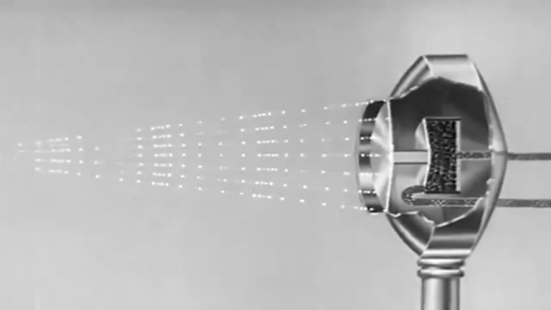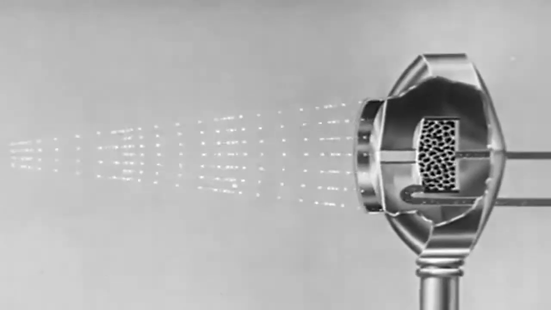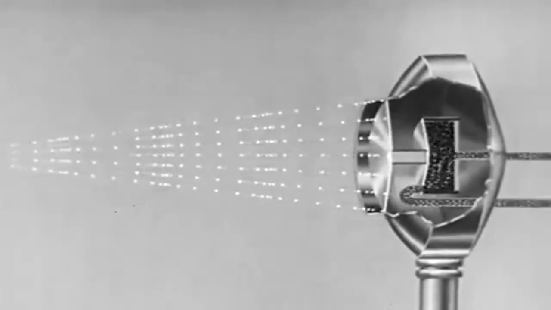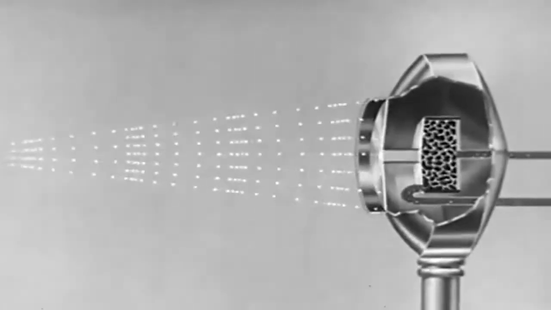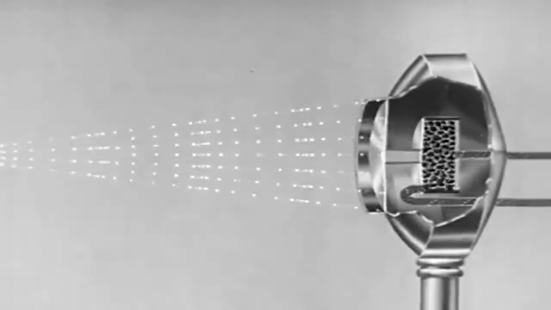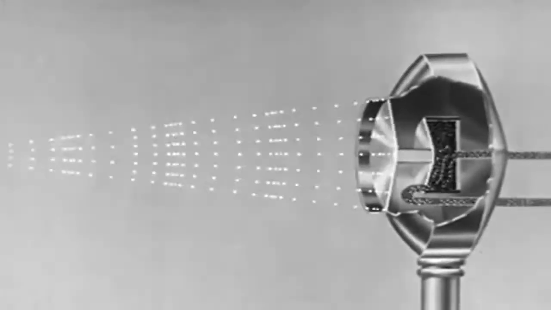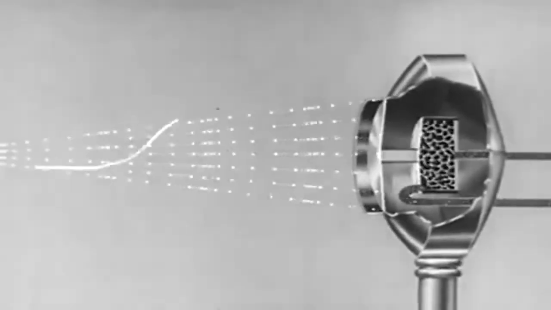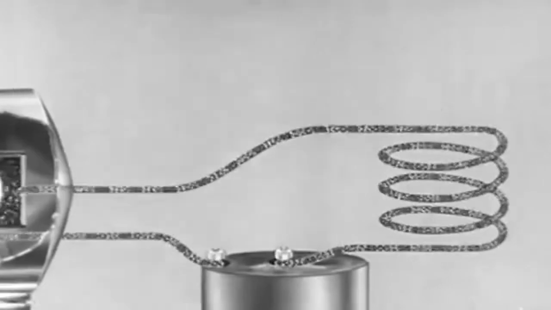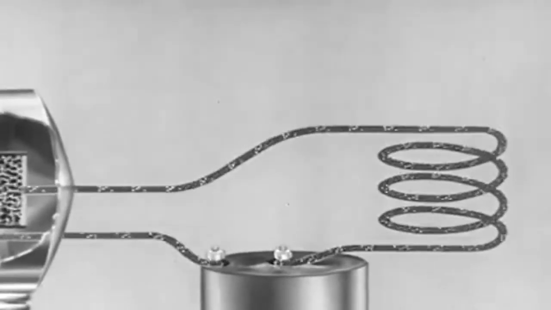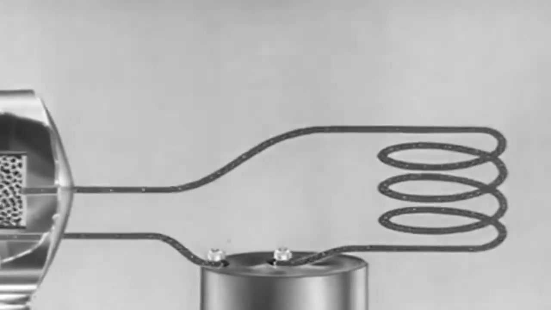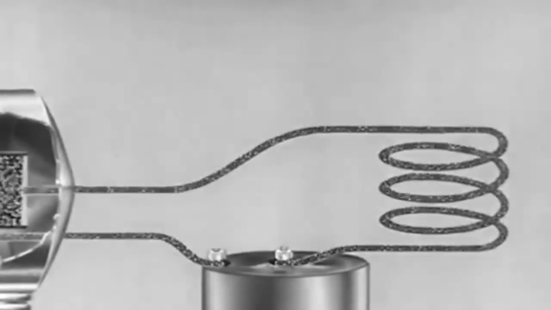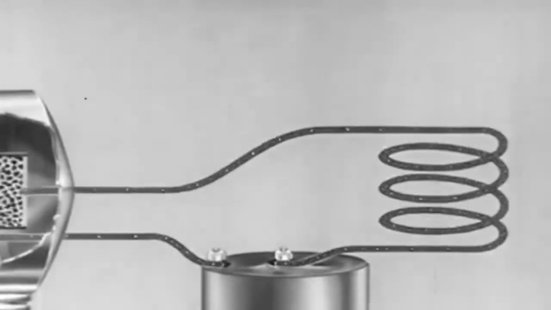Each time the diaphragm moves out, the carbon granules separate. The resistance to the current is increased. Now, fewer electrons can flow in the circuit. Thus, in the microphone, the movement of the diaphragm regulates the flow of electrons in the transmitting circuit and changes the steady direct current into a pulsating direct current. Although most sounds are complex, we are illustrating this voice current as a pure tone.